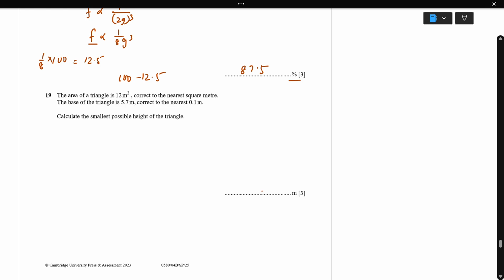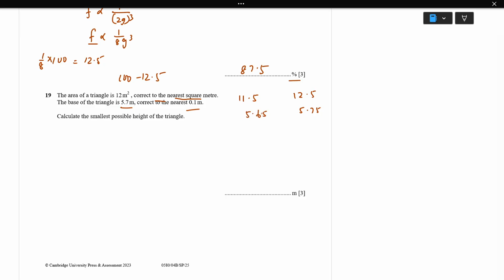Next, question 19. The area of a triangle is 12 meters squared, to the nearest square meter, and the base of the triangle is 5.7 meters, to the nearest 0.1. Here we need upper bounds and lower bounds. For 12, the upper bound is 12.5 and the lower bound is 11.5. For 5.7, it is 0.05 up and 0.05 down, because 5.75 is the upper bound and 5.65 is the lower bound.